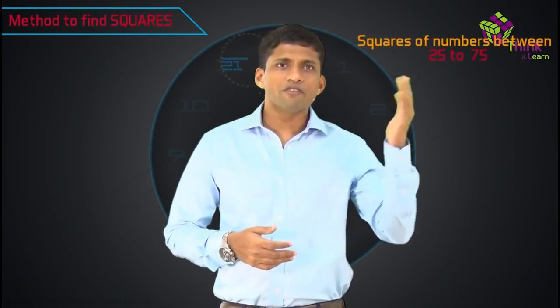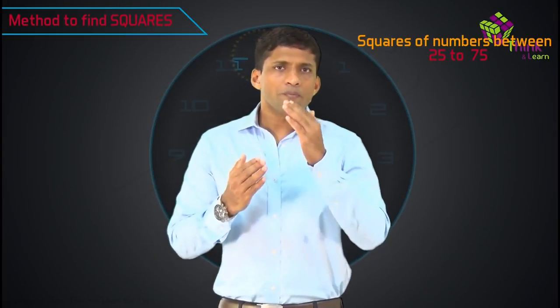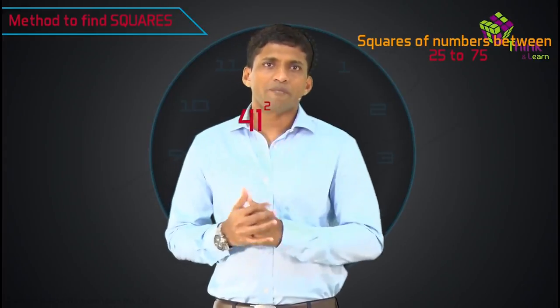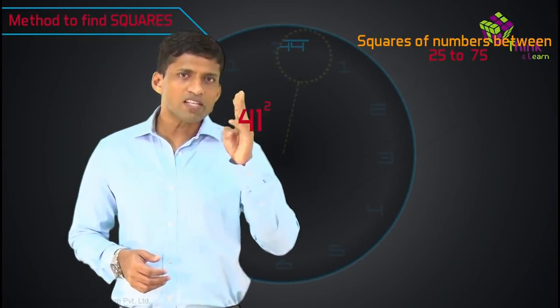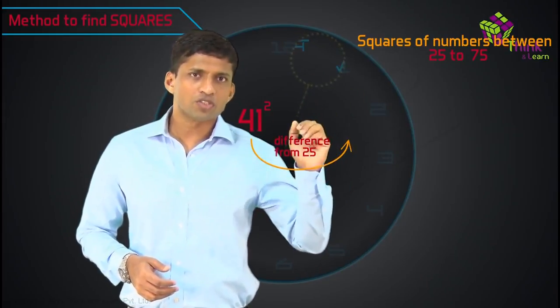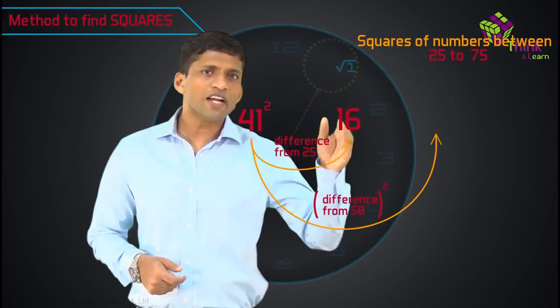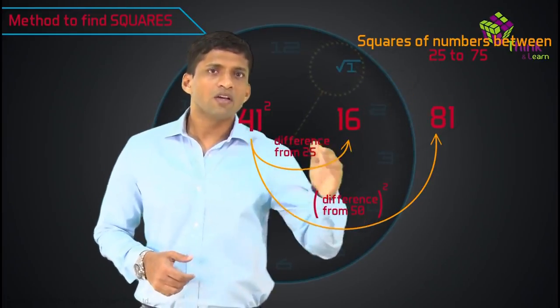So assuming that you know squares of numbers up to 25, how do we extend it from 25 to 75? Method is very simple. Listen carefully. To find squares of numbers between 25 and 75, let's take an example. If you want to find out, let's say, 41 square, what are we supposed to do? Two very simple steps. First step is, take the difference from 25 and write it as the first two digits, that's 16. Then take the difference from 50, which is 9, and the square of that you write as the last two digits, which is 81. So it's simple, right?